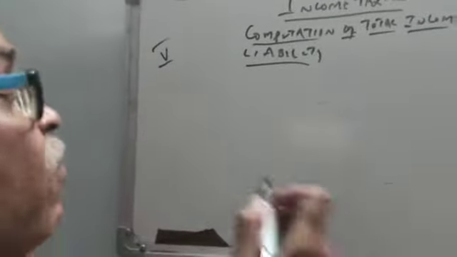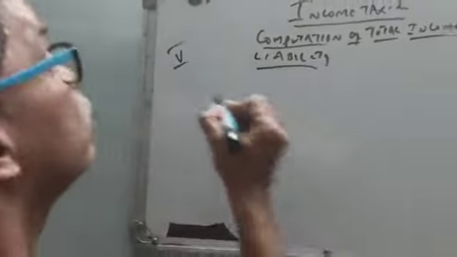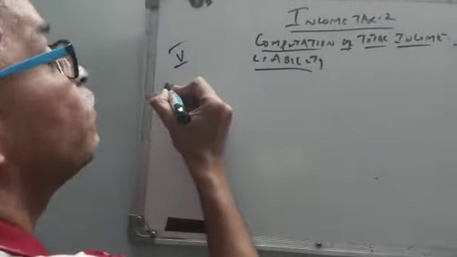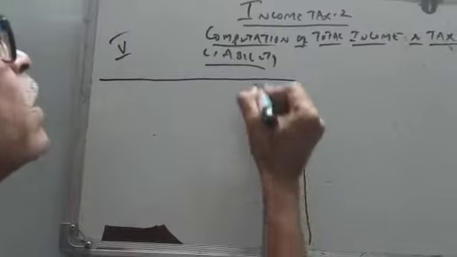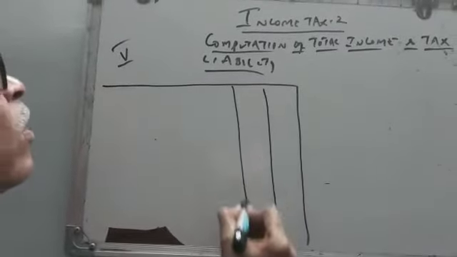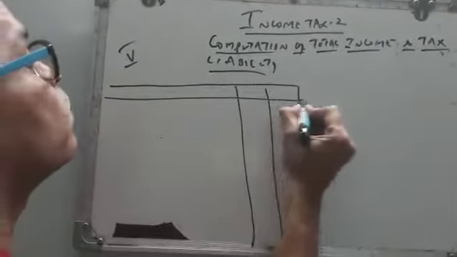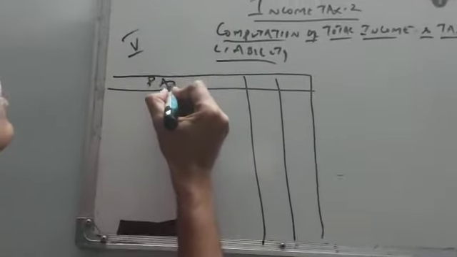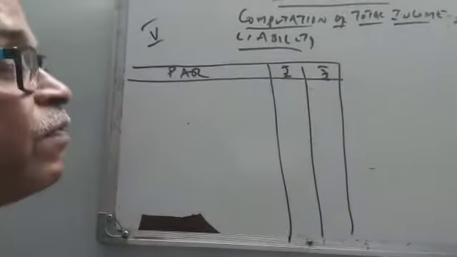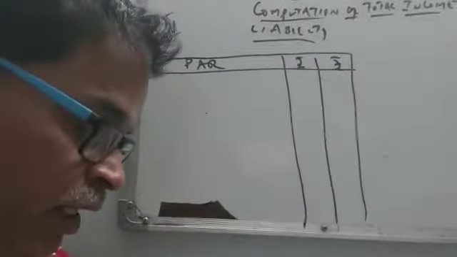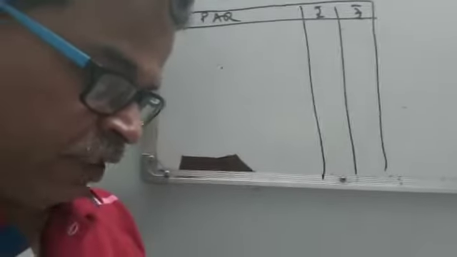First of all, we write the format because the board is very small. I can't do much. Roughly, I do the format: a particulars column, an amount column, and a rupees column. I'm writing in short form, please excuse me because of lack of space. I'll take the problem.